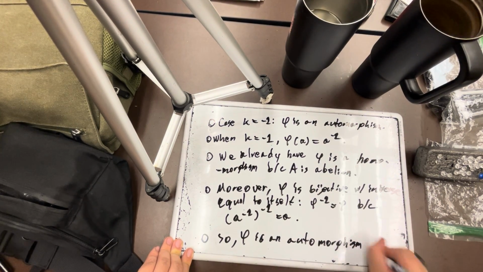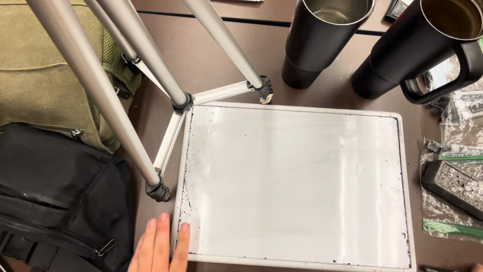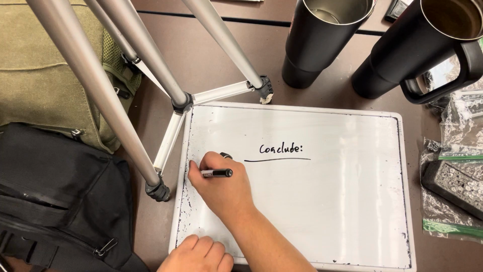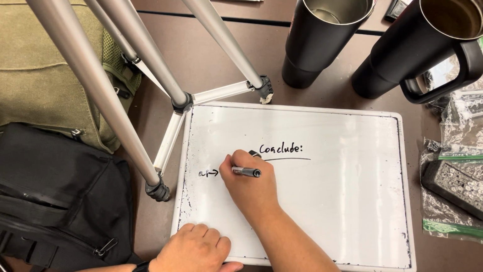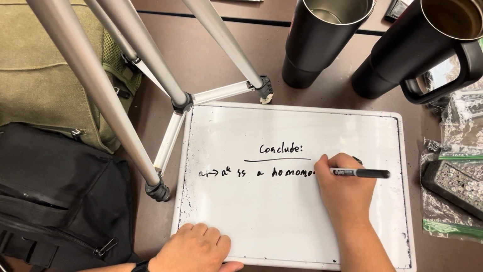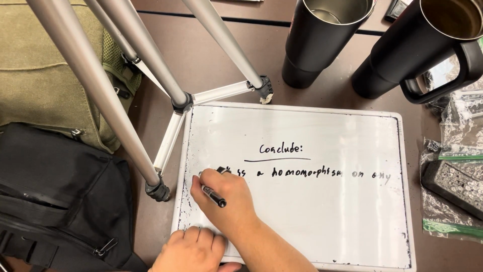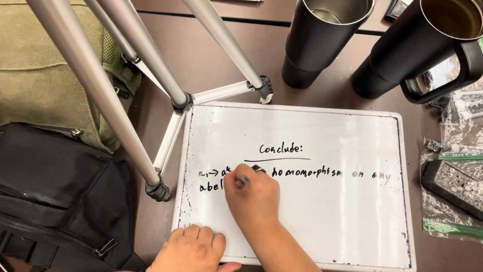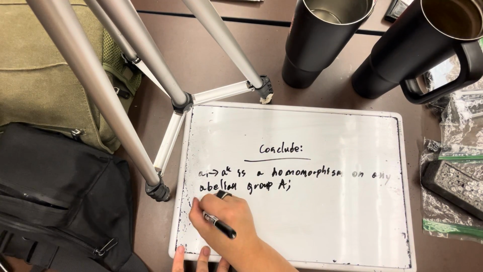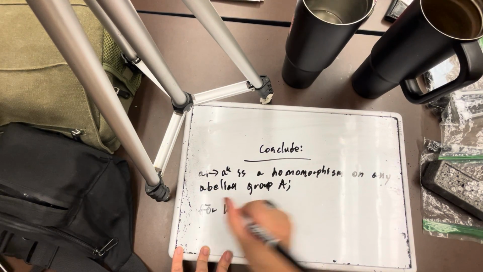Right? So to conclude, a to the k is a homomorphism on any abelian group A. And for k equal to -1, it's an automorphism.